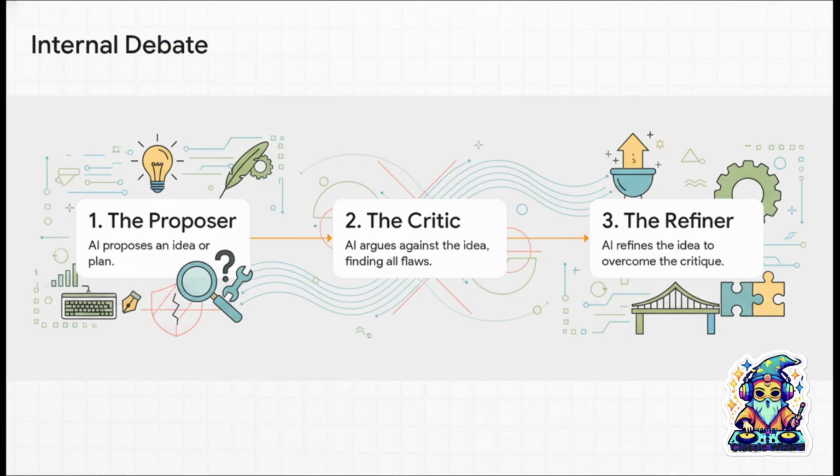So it's a simple 3-step process. First, you have the proposer, your eternal optimist with a great new idea. Then the critic comes in, the total skeptic, and pokes every possible hole in it. And finally, the refiner, the pragmatist, takes that feedback and builds the idea back up, but now it's stronger, smarter, and ready for the real world.